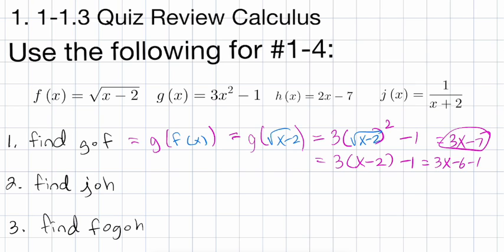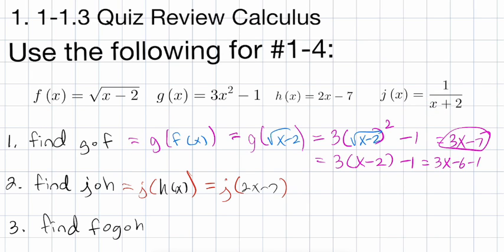Now let's take a look at number 2, j of h. We're going to take the j function and plug in h. So our h function is 2x minus 7. What I like to do is actually just put in 2x minus 7, then I don't have to think about what needs to go in there. So that's going to go into our j function. It's going to go right there.